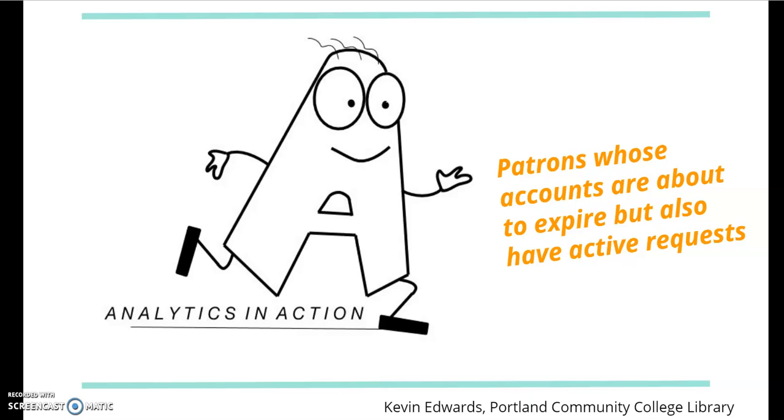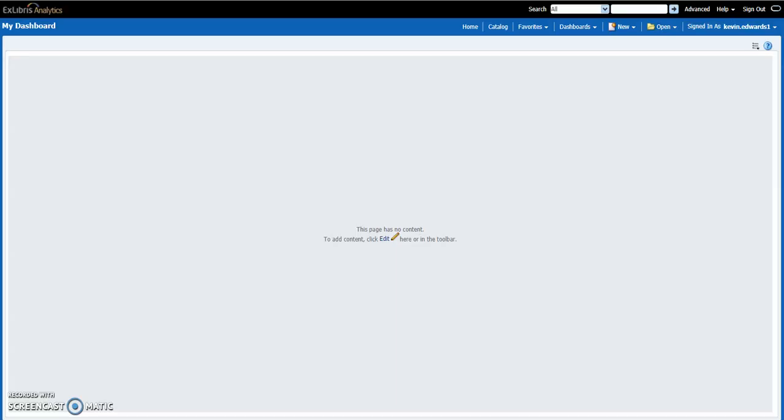One way we try to minimize confusion or conflict that may result at the front desk when this situation arises is by tracking patrons whose accounts are about to expire but also have active requests. This report provides us with an opportunity to investigate these situations and make proactive changes whenever possible in order to allow for a smooth transaction when the patron comes to check out their request. Here's how we build the analysis.